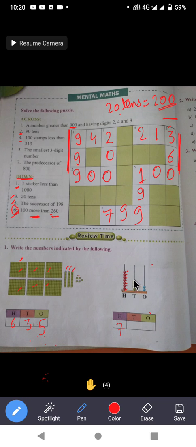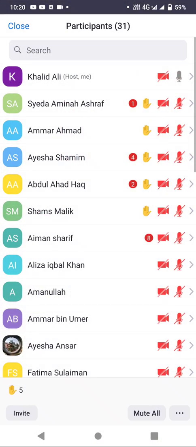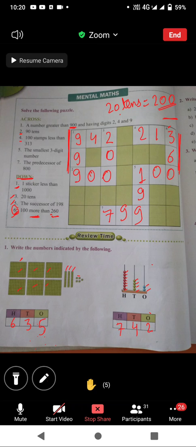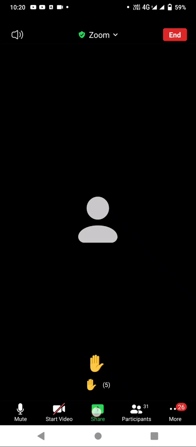Now come to the 10 spike. 1 2 3 4. So 4 beads are there at the tens. So we will write 4 here. Now at the ones place, 1 2. 2 at the ones place. So the number will be 742. So we cancel 100, only 75 is left here. So that's why 75 marks are there. Now this question number 1 is completed. Now come to question number 2.